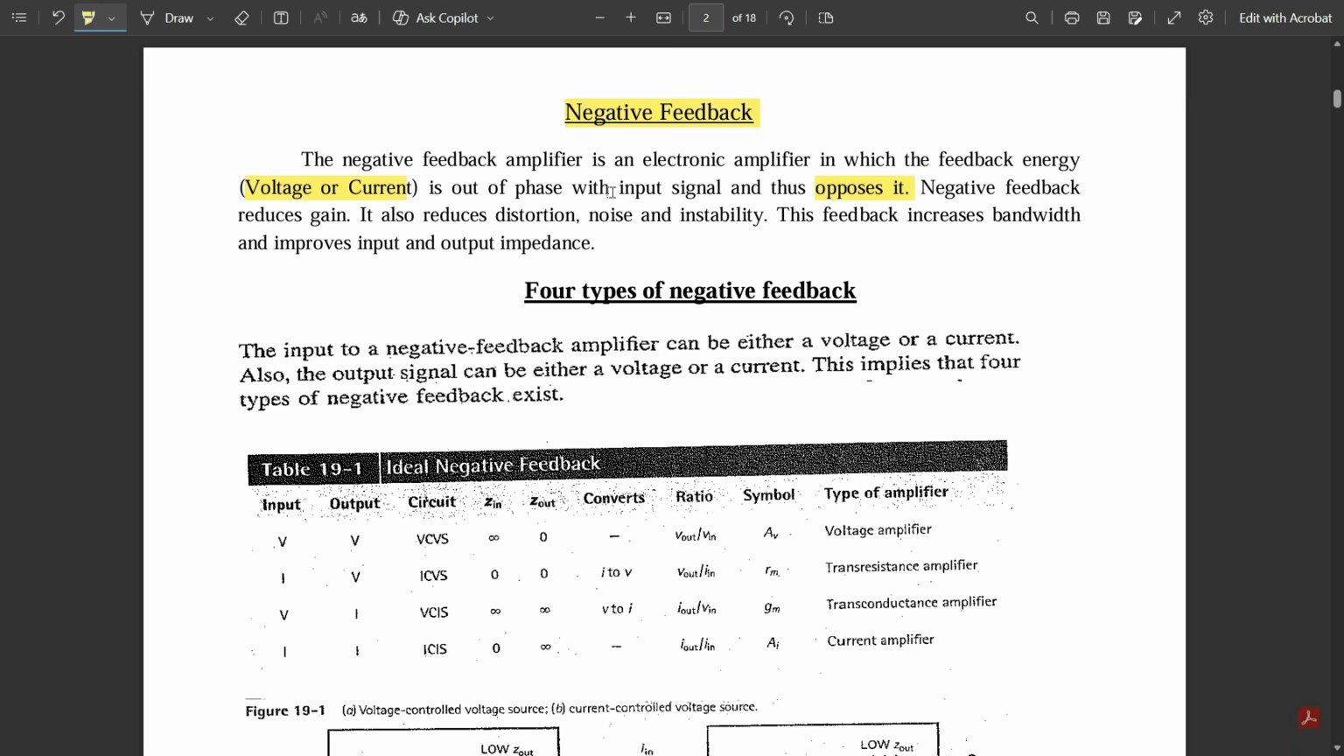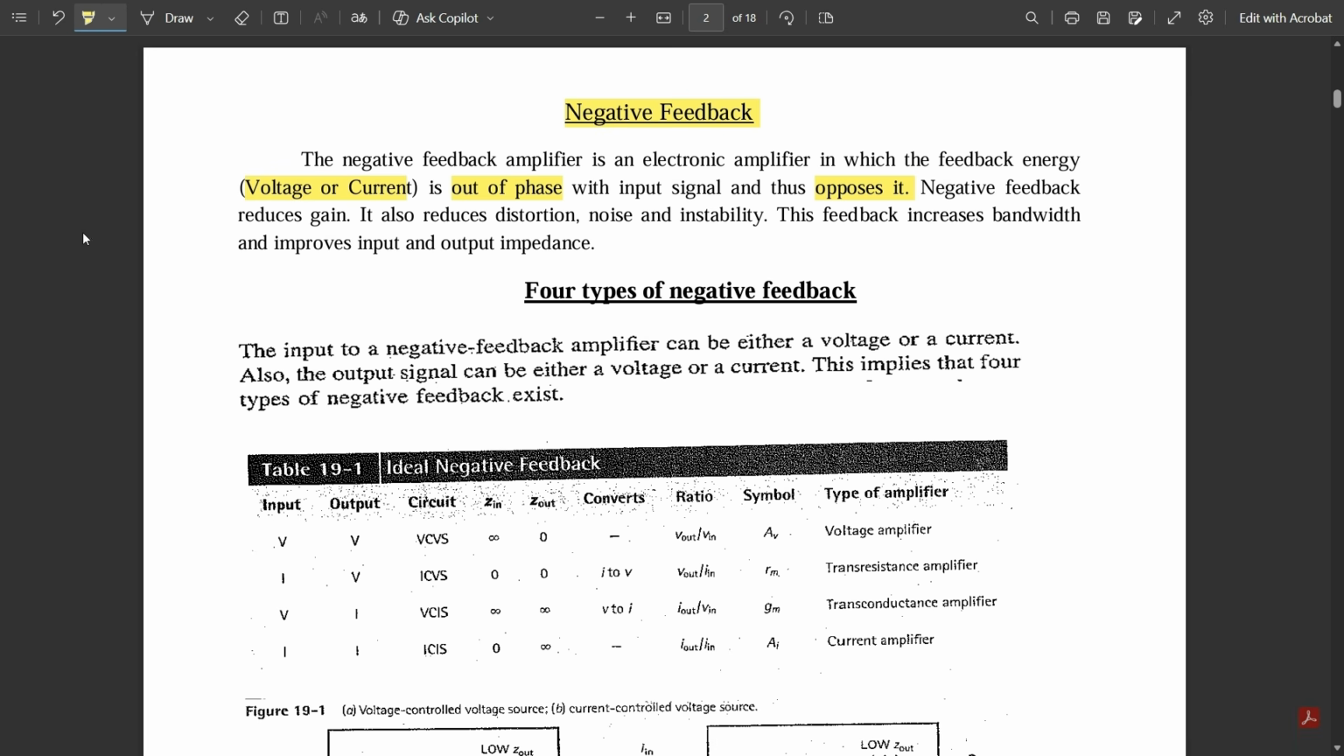Okay, so here the negative feedback means that the feedback energy, that is either voltage or current, is out of phase, whereas in the positive feedback it would be in phase, right? In phase means that whatever the signal's phase is generated, based on that simultaneously the duty cycle also would be positive, that would be in phase. Whereas in this case, the energy is reciprocated, that is it would be out of phase and the signal would be opposing it. Okay, that is a reverse process.